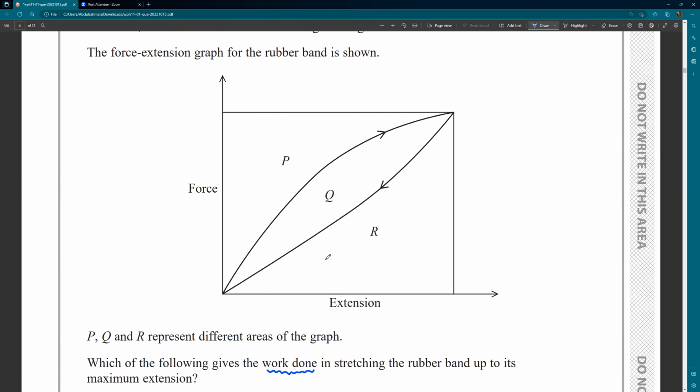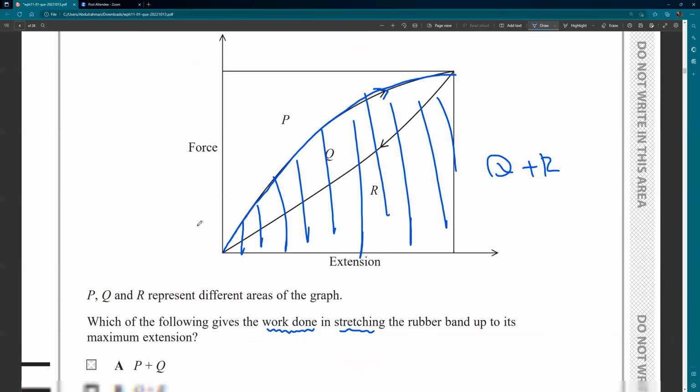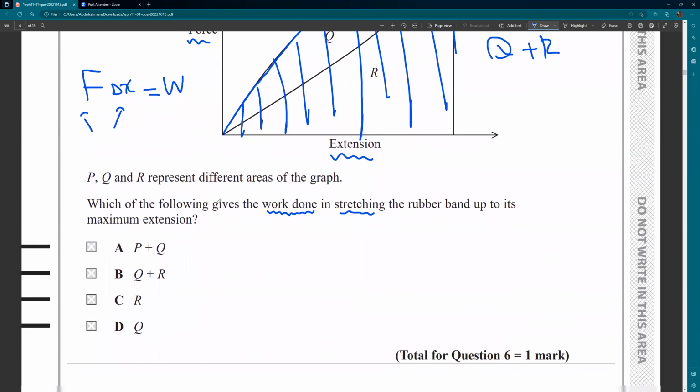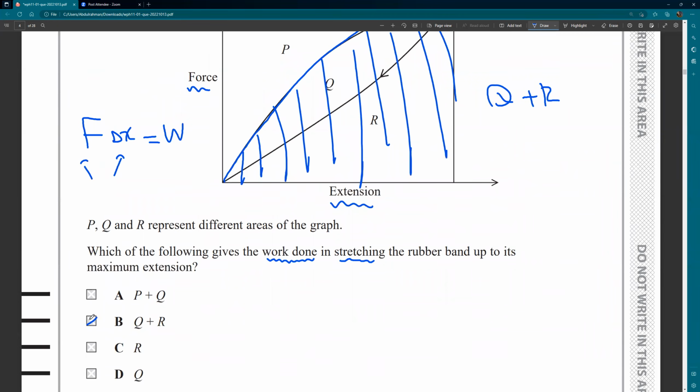And we want the work done, i.e. the area under the graph, in stretching. So let's have a look at us stretching it here. We want the area under this, so it's going to be all of this. So the area under is clearly Q plus R. Therefore, the work done is Q plus R. And just a reminder, the area under the graph is the y-axis multiplied by the x-axis, and in this case it is force multiplied by extension. This is the same as force multiplied by displacement, which we know is work done. Work done is force times distance, right? Okay, so it will be Q plus R. That confused me for a second.